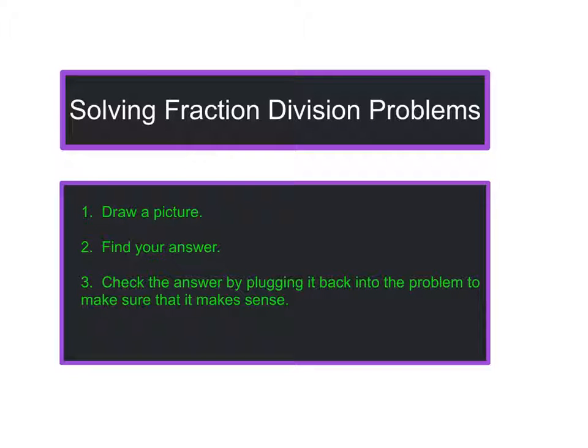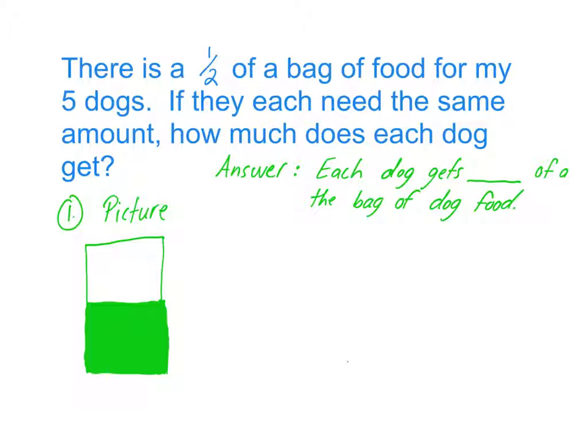Kind of the same idea as an estimate, like when we estimate to guide our answer. That's why we go back and check our answer, just to make sure that it makes sense and sounds reasonable. Let's look at an example problem here. There's a half of a bag of food for my 5 dogs. If they each need the same amount, how much does each dog get?